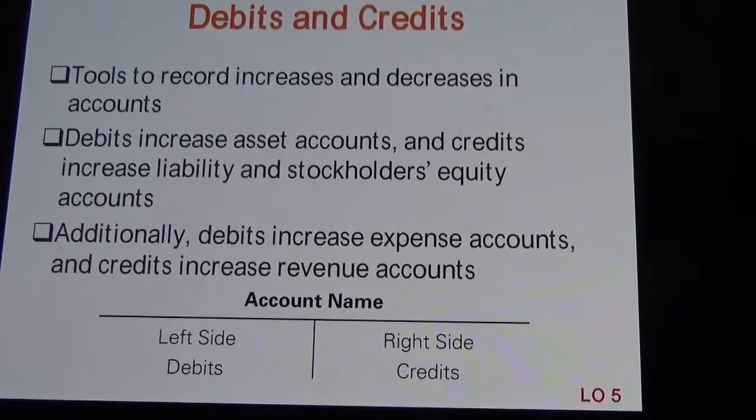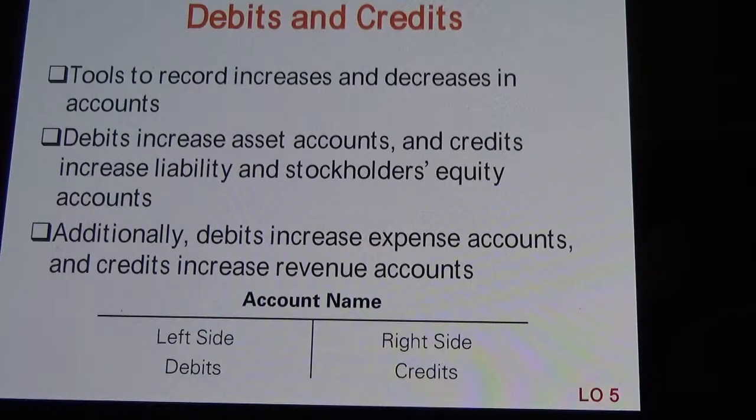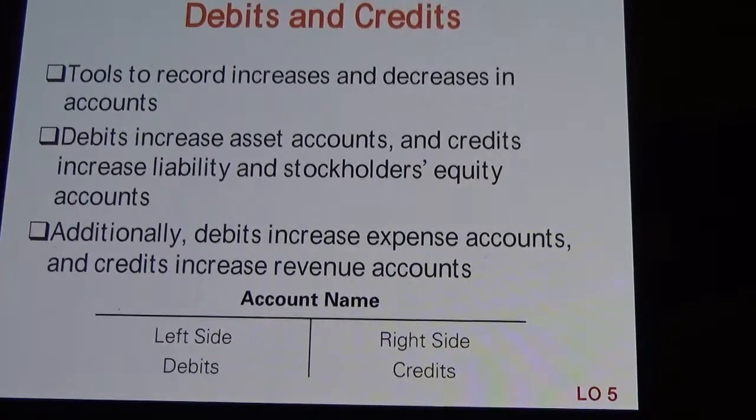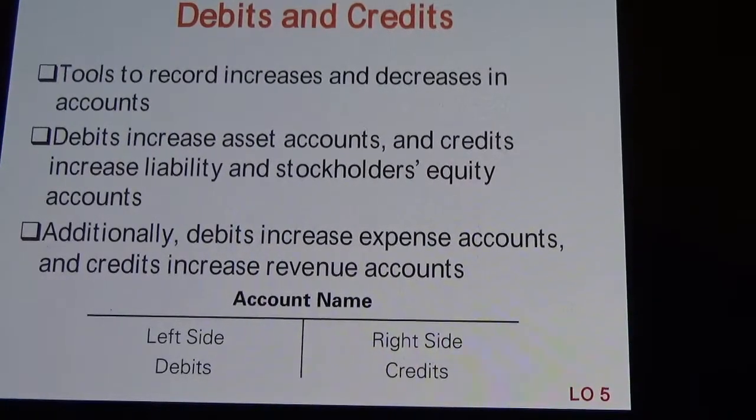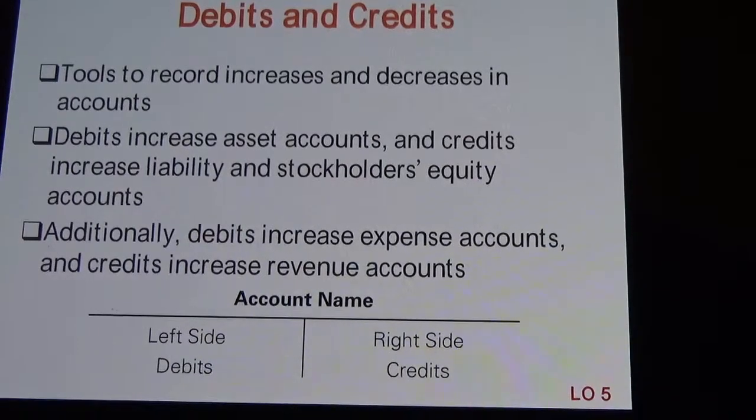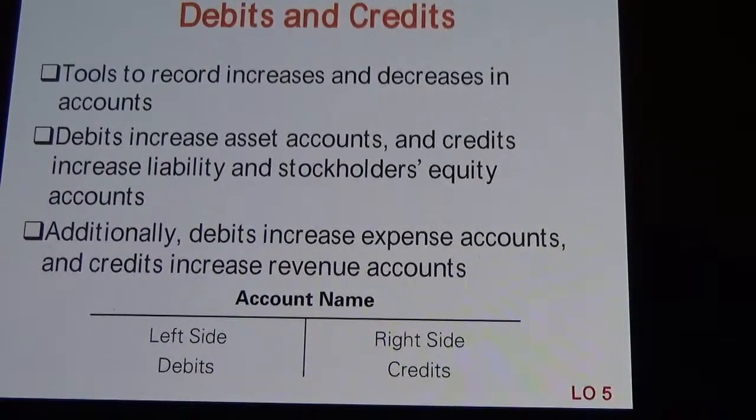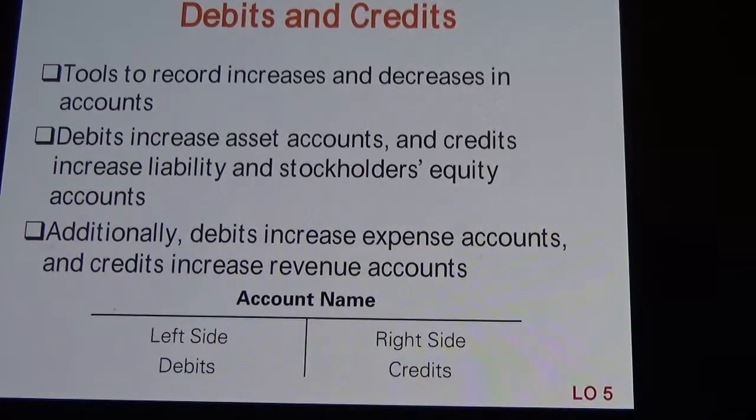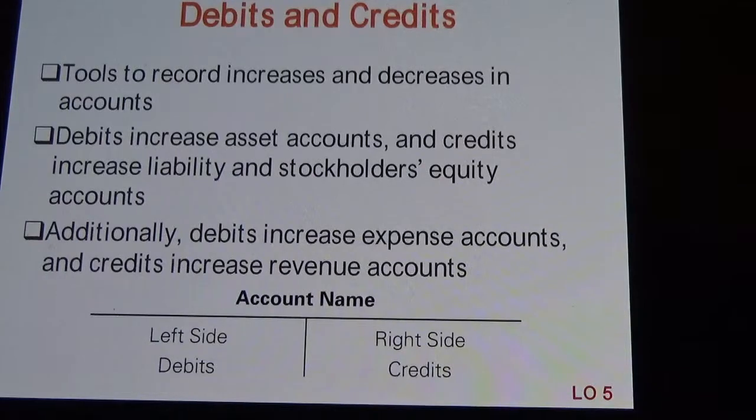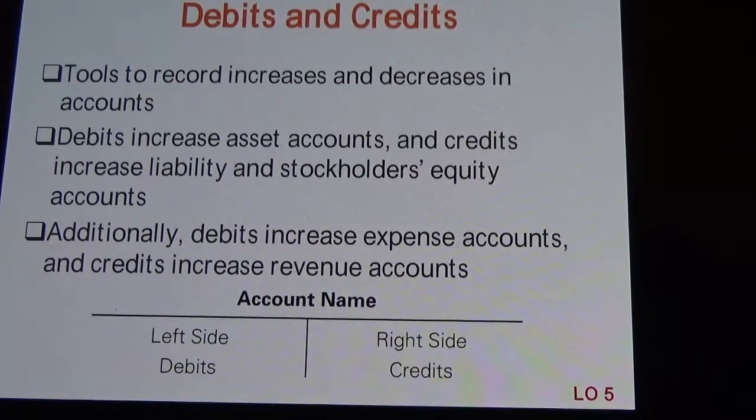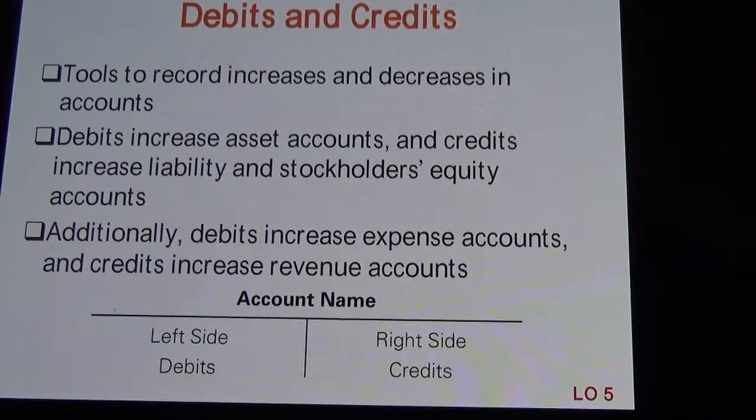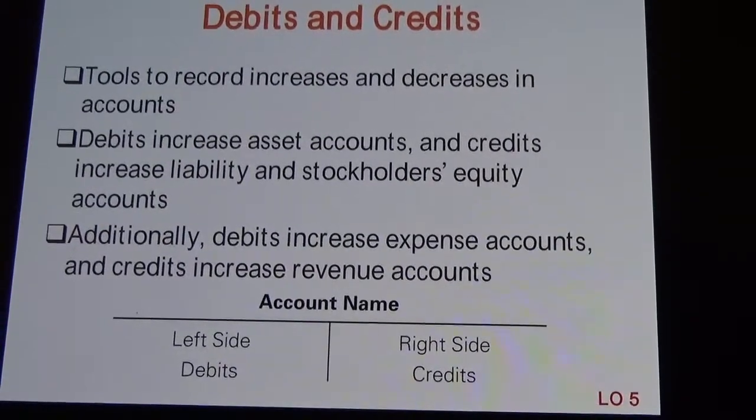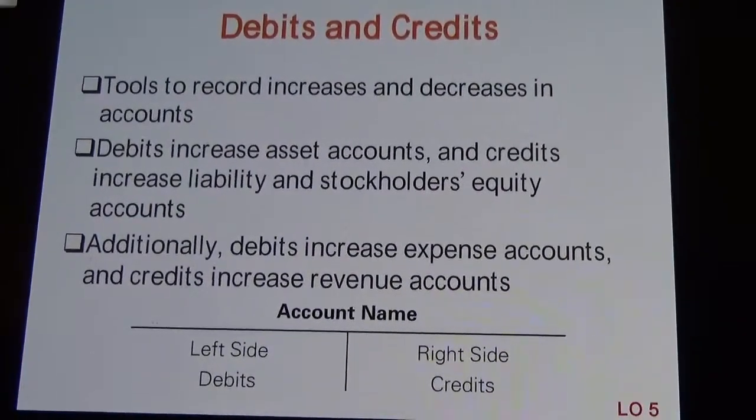That shows you the debit and credit translation. So our assets are on the left side, and the left side of an account is the debit side, and therefore asset accounts have debit balances and increase with debits. Liabilities and stockholders' equity are on the right side of the equation, and that means that they're going to be credit balance accounts. The right side of an account is its credit side, and so they're going to increase with credits and decrease with debits.